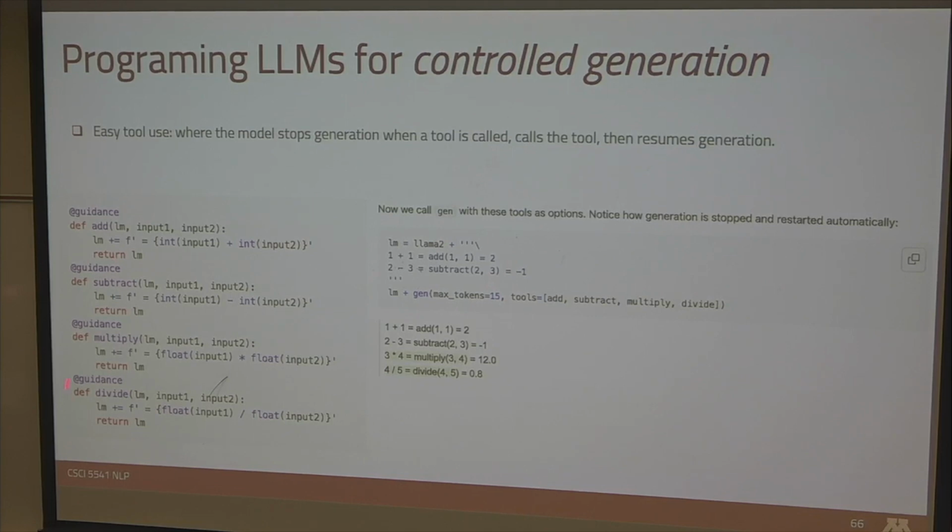So let's say you have these 4 tools, which are just Python methods: add, subtract, multiply, divide. Then you just add this decorator here, add guidance. And when you generate, you can just mention that you will be using these 4 tools. If you happen to have the name of a tool in the prompt, it will call this tool and replace it with whatever result it produces. So yeah, again, this is very, very useful.